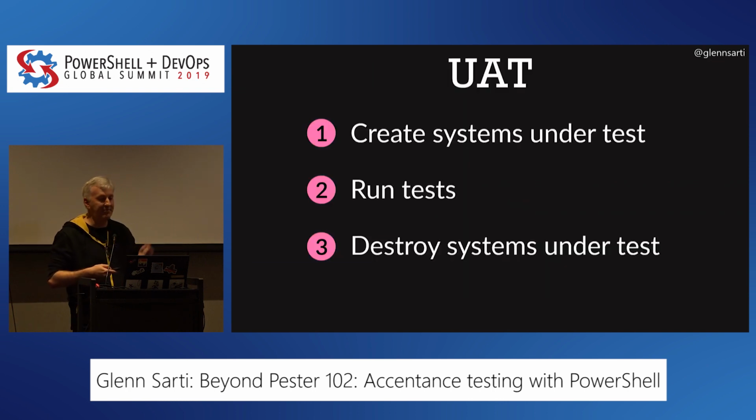So these are going to be the 3 steps. Create the systems under test, so that's the Mattermost server and the PoshBot stuff. Run the tests, and then finally destroy the systems under test. Seems simple enough. How hard could that be?